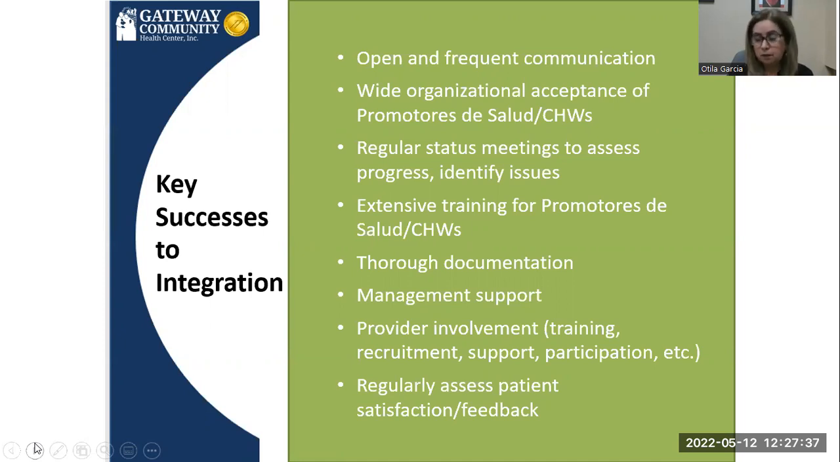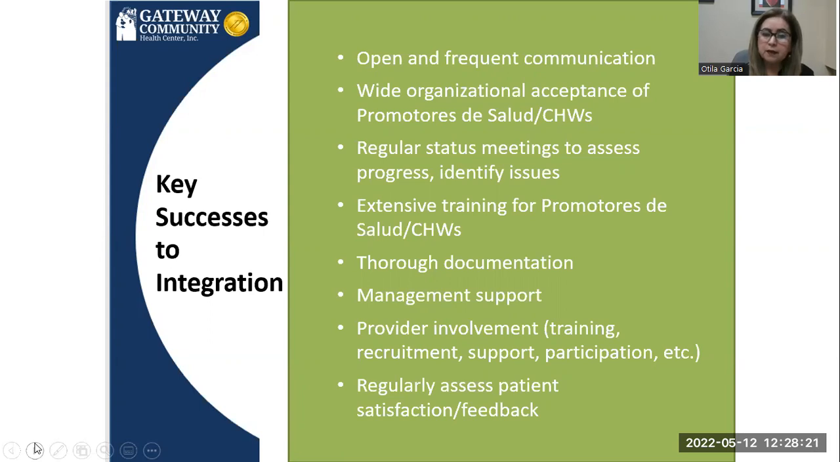The promotores de salud, or CHWs, are always receiving training. And actually, Ms. Marisa Benavides also provides training throughout the year so they have the most updated information in regards to the management of diabetes and cardiovascular diseases. The documentation that I mentioned before, management support, and also provider involvement. The providers are referring patients to our program. They are supporting our program. So that is key. It is very important in order to succeed in doing the integration.